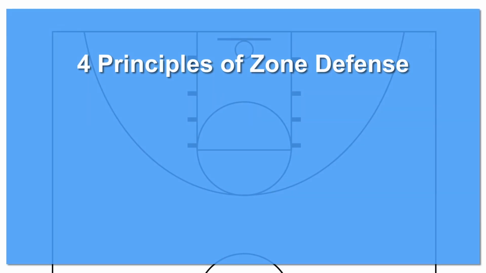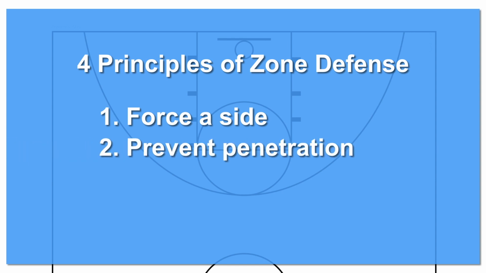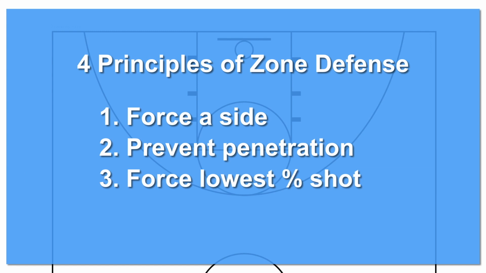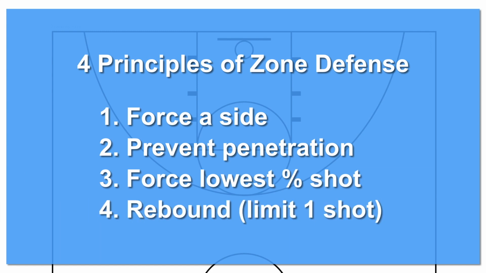First, let's review our 4 principles for running any zone defense. 1. Force the offense to one side of the court. 2. Prevent penetration into the key. 3. Force the lowest percentage shot. And 4. Rebound. Limit the offense to only one shot per possession.